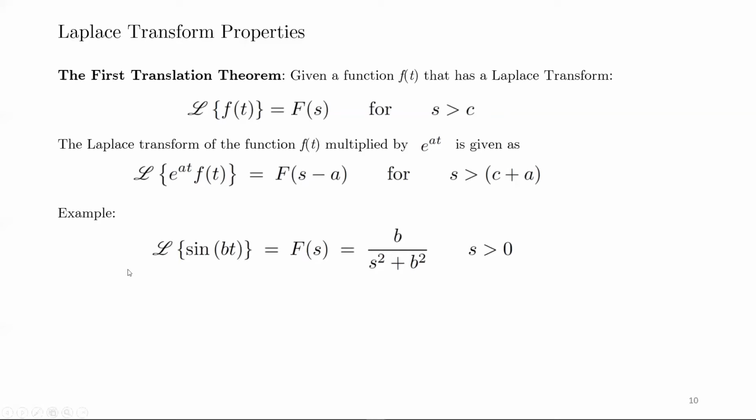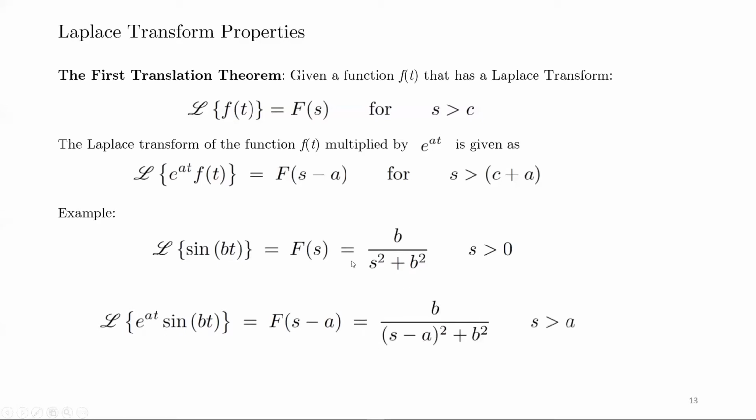But now instead, what if I want to take the Laplace transform of sine of bt multiplied by this exponential of e to the at? Well, by the first translation theorem, I know that this is equal to the function F evaluated at s minus a. And I know the function F of s is b over s squared plus b squared. So all I have to do is say wherever I see s in this function, I'm going to replace it with s minus a.